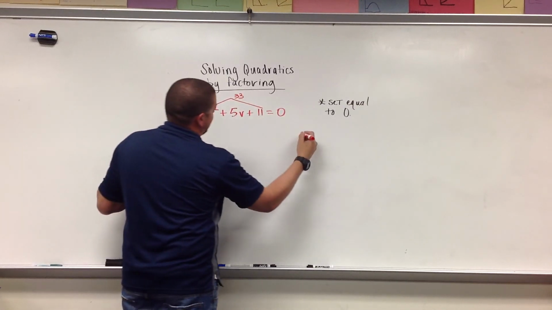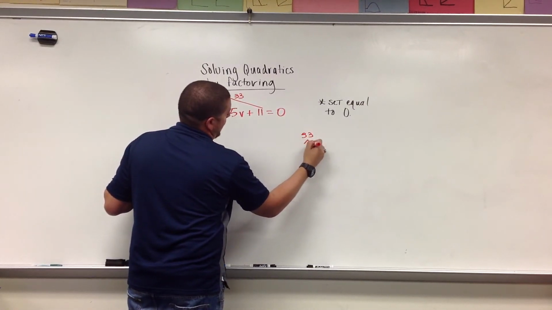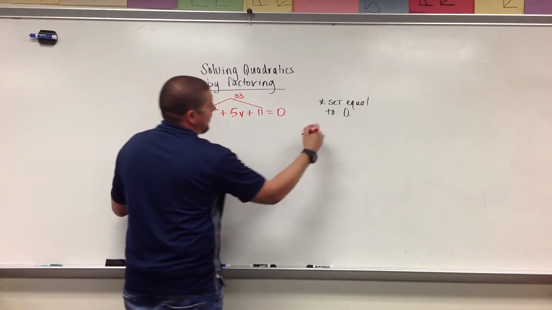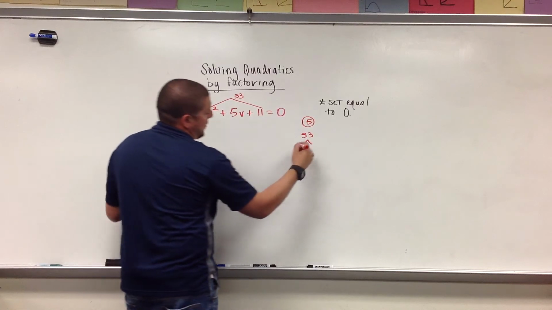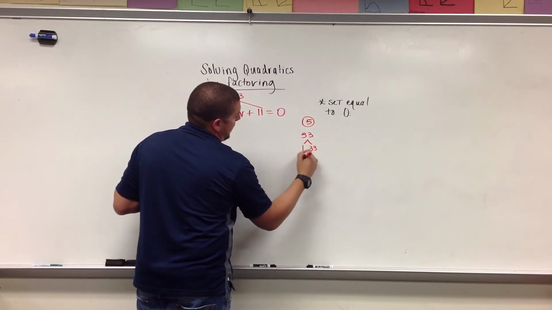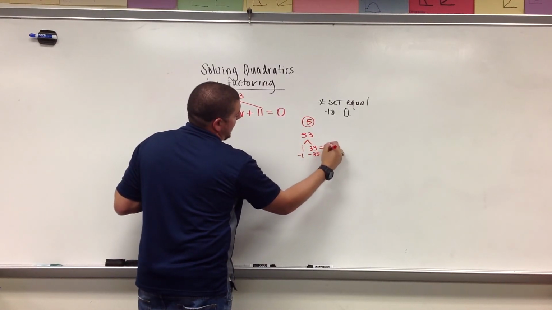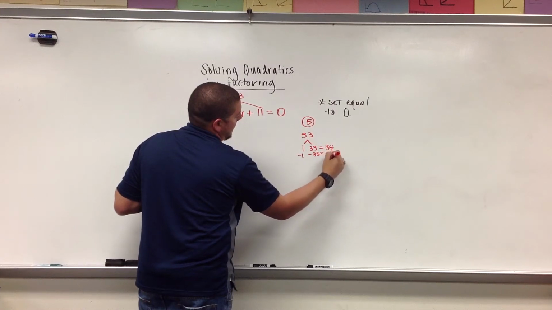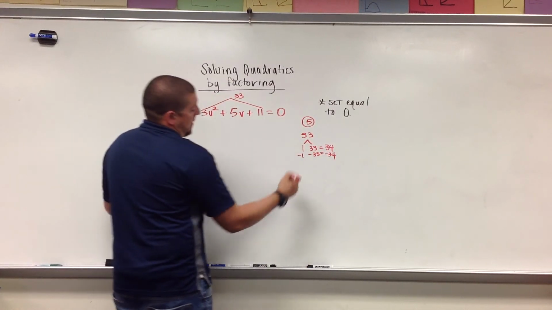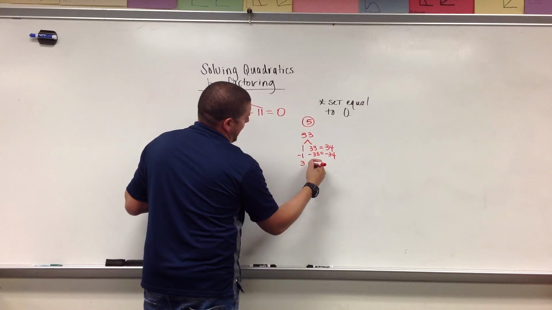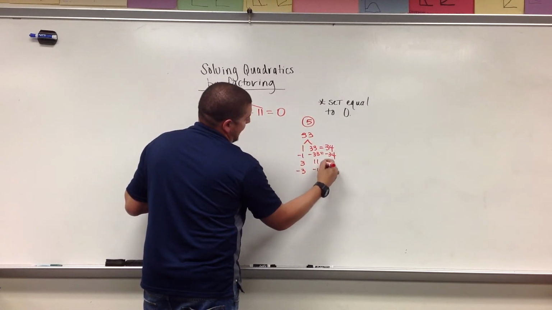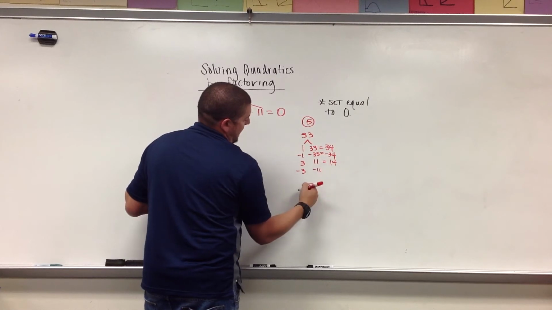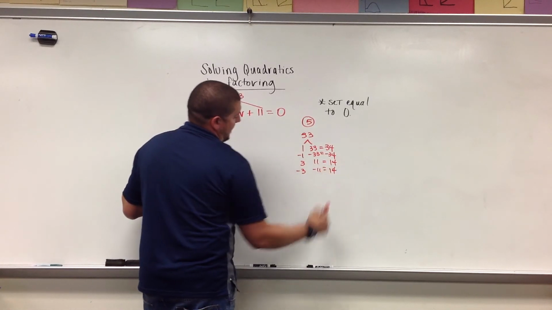Now I need to find factors of 33 that are going to add up to 5. So that's what I'm looking for, 5. If I start off, I have 1 and 33, or negative 1 and negative 33. Well, those are way too high. Okay. The next one I can think of is 3 and 11, or negative 3 and negative 11, which equal 14, or negative 14.